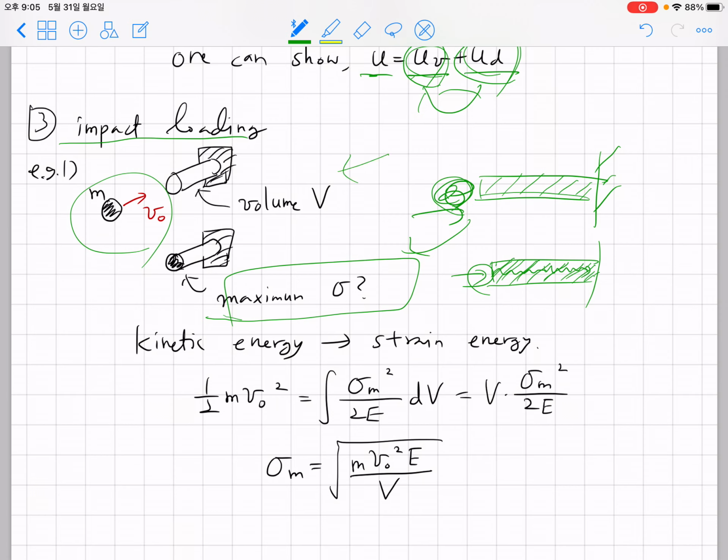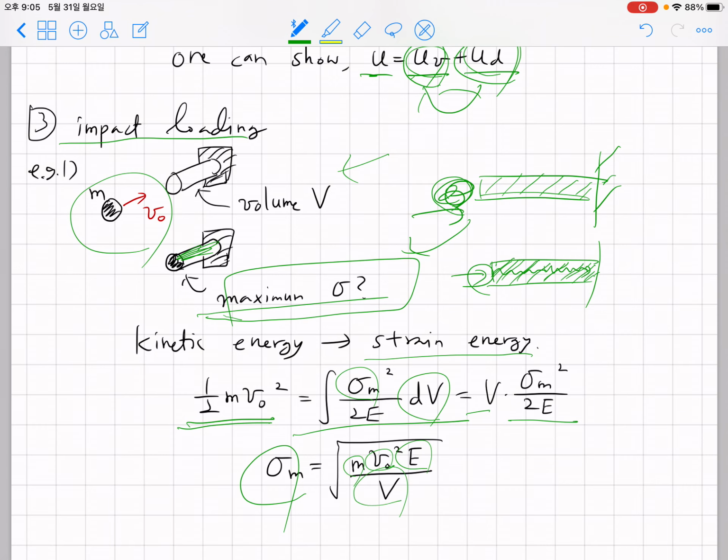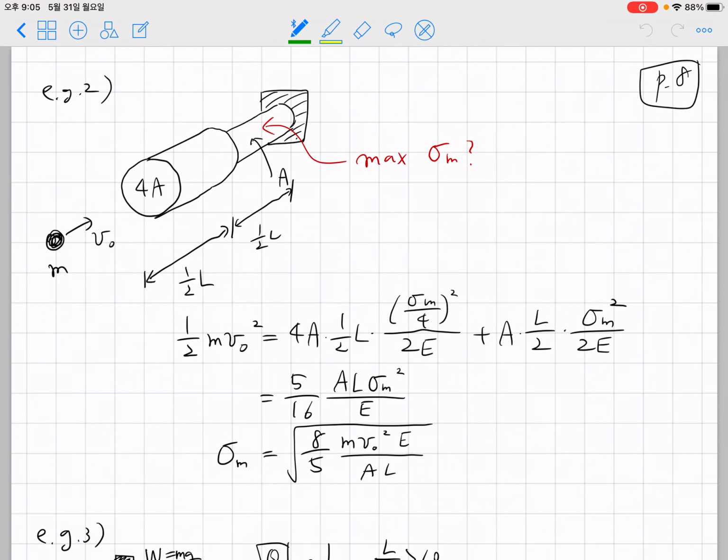So for this simple problem, we can obtain the solution quite easily. If kinetic energy is converted to 100% strain energy, then we're going to have the maximum normal stress. By equating kinetic energy and the strain energy, and noting that the normal stress is uniform over the entire beam, we can say that it's V times sigma m square over 2E. Then you can obtain sigma m in terms of initial velocity, mass, Young's modulus and volume of the bar. Okay, now let's move on to a little bit more complex problem.